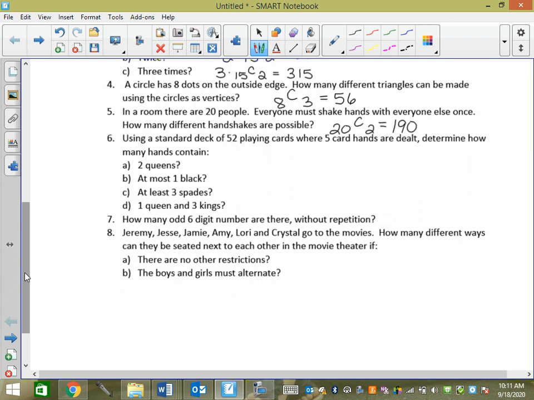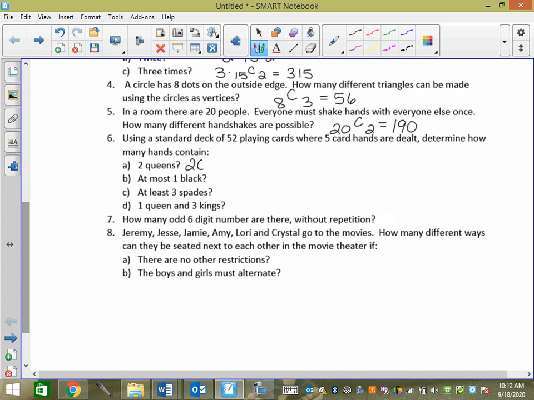Number 6, using a standard deck of 52 playing cards where 5 card hands are dealt. So this is like a 5-person subcommittee without jobs, right? 5 card hands, same thing, because what's the first thing you do when you get the cards in your hand? Look at them. Yes, and then what do you do? You arrange them, you move them around. So if you can move them around, order doesn't matter, it's a C.